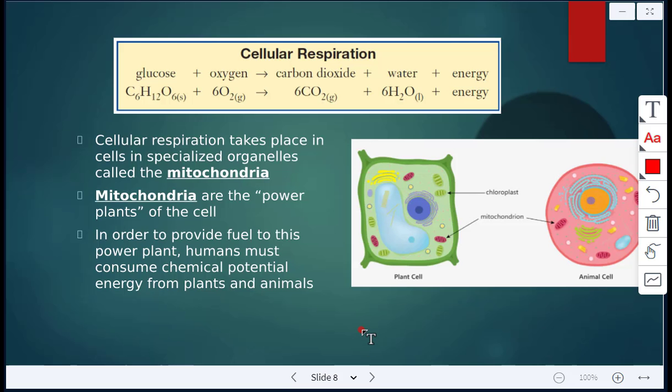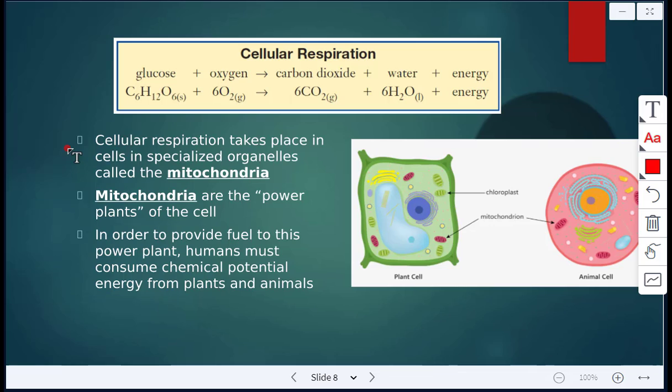So here is the word equation and chemical equation for cellular respiration. So it's glucose plus oxygen, which look familiar because these were the products from photosynthesis. Now they are the reactants in cellular respiration. All right, so glucose plus oxygen is producing carbon dioxide, water, and energy. So here are the chemical formulas here. C6H12O6 plus 6 oxygen produces 6 carbon dioxide, 6 water, and energy.